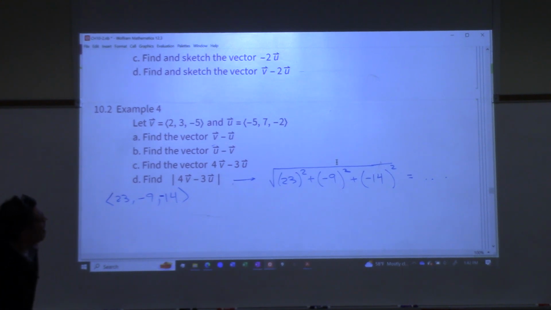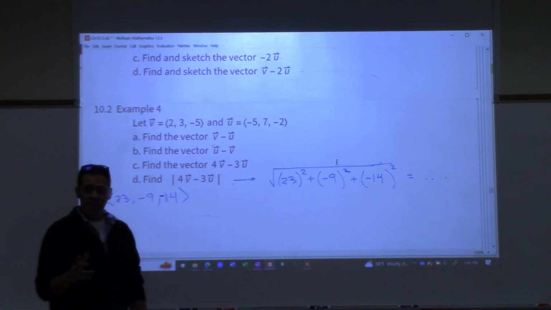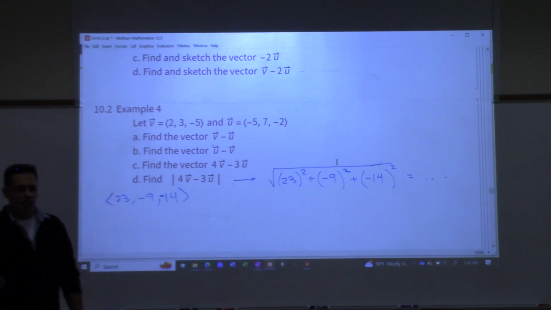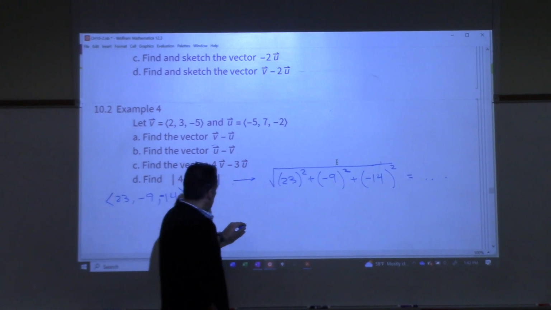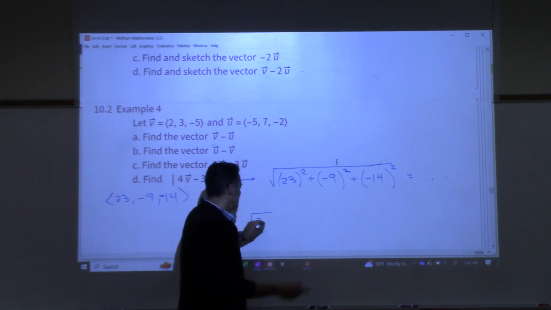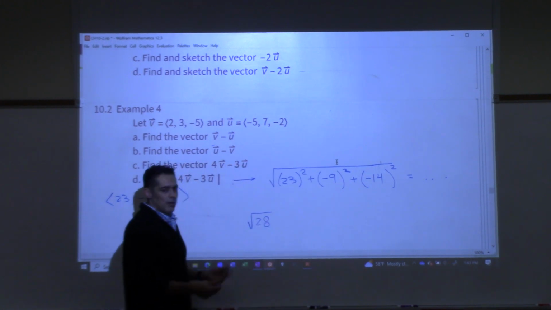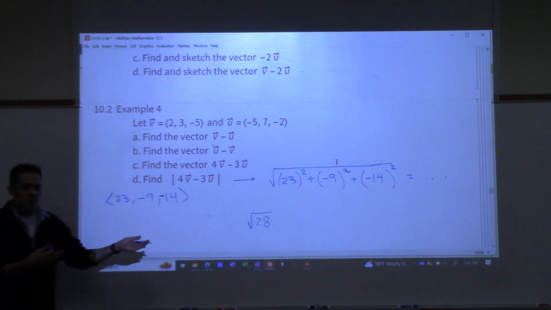And if it's not a perfect square, then you can just leave it under the root, right? Like let's say you get root 28. It's not going to be root 28, but let's say in an answer you get root 28. You can just leave it as root 28.